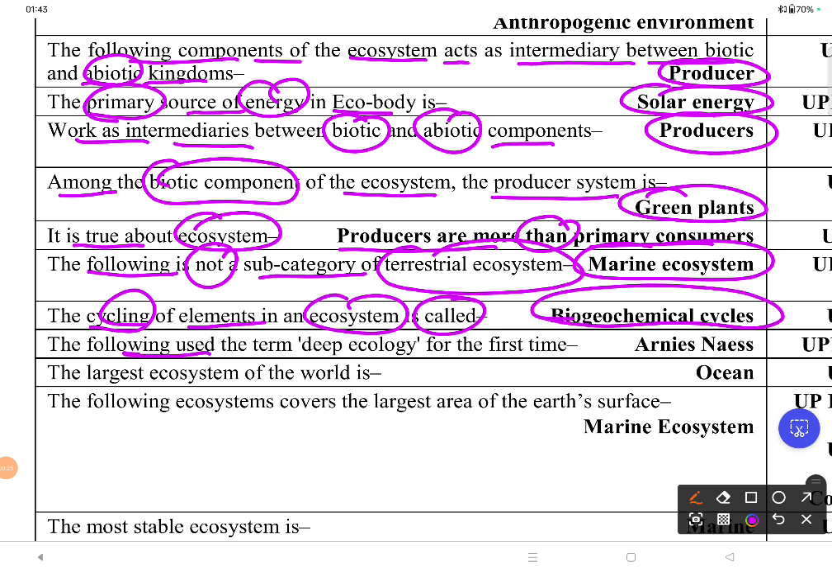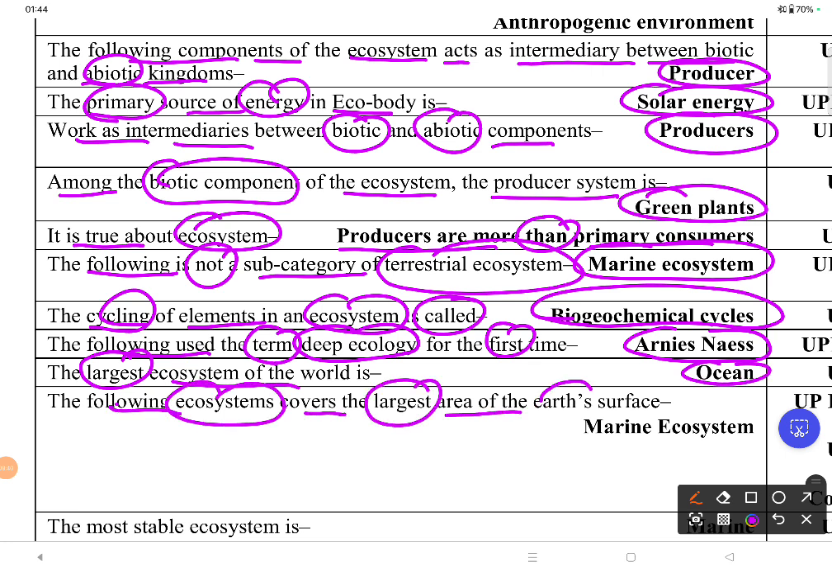The following used the term deep ecology for the first time: Arne Naess. The largest ecosystem of the world is the ocean. The following ecosystem covers the largest area of the Earth's surface: marine ecosystem.